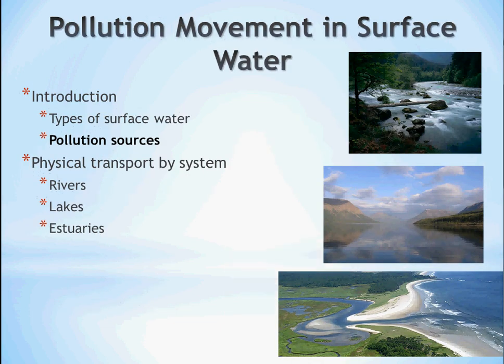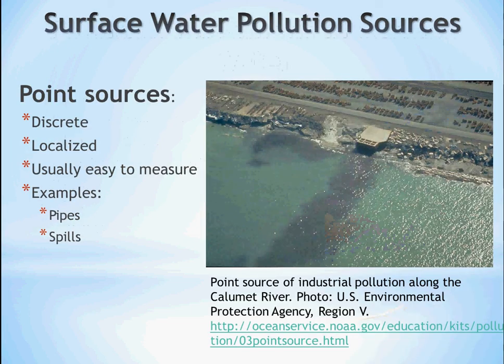Okay, so that is the different types of surface water, and now pollution sources is probably something you've covered before, but I just want to make sure that we're all thinking along the same lines. Pollution sources for surface water, obviously point sources: discrete, localized, usually pretty easy to measure and also to control. Things like spills or broken pipes or sewage outputs.